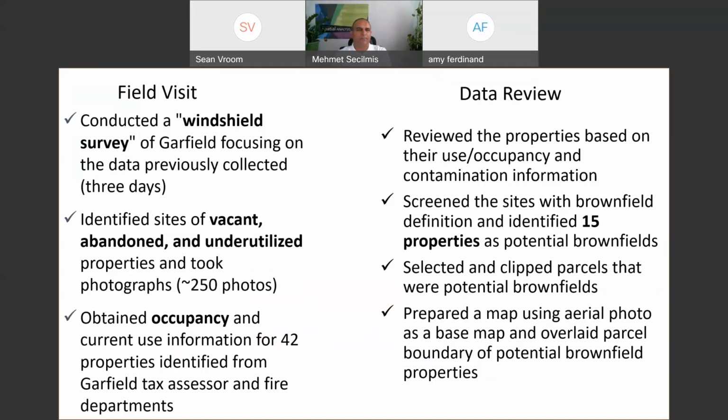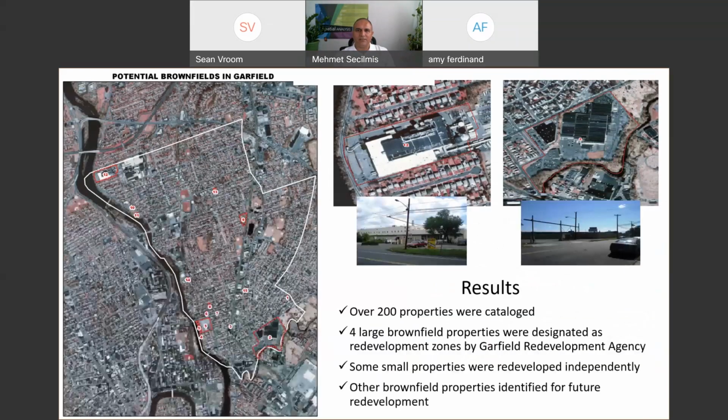We did our data review of properties based on their use, occupancy, and contamination information. We screened the sites and identified 15 properties as potential brownfield sites. On a map, we clipped the parcel boundaries and then showed them on a map with an aerial photo. And this is what we came up with. For the city of Garfield, we identified 15 sites, from small sites to large sites. As you see, number 2 and number 12 are huge. And there are also some smaller sites we identified.